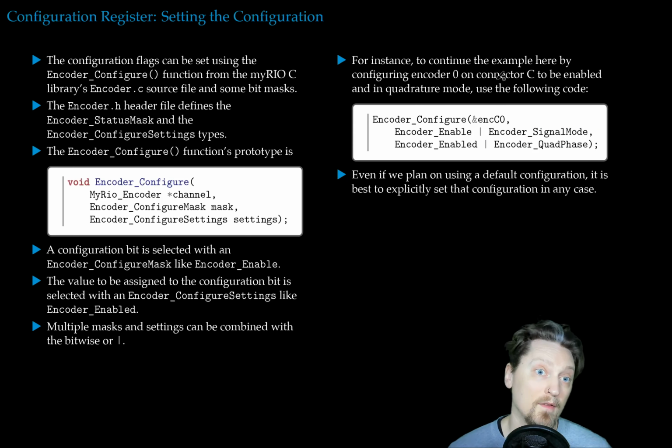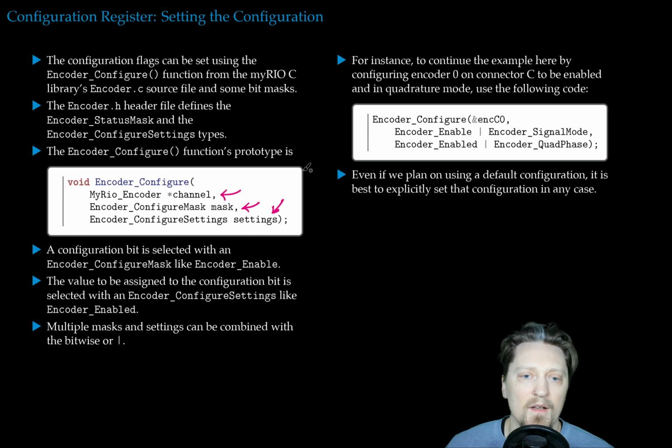So now that we have this type all ready to go, configuration flags can be set using the encoder configure function from the library encoder.c source file and some bit masks. The encoder header file defines the encoder status mask and the encoder configure settings types. The encoder configure function prototype is this. So we have to give it the channel like we just configured, then we have to give it masks and the settings. So this determines which registers we're setting, and then this determines the actual settings.